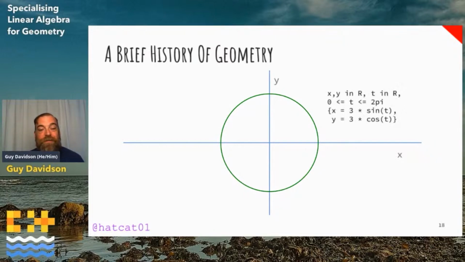We can introduce a third value, t, and range it from 0 to 2 pi, so that we can describe the circle as the set of points x, y in R, such that for t in R and t between 0 and 2 pi, x equals 3 sine t and y equals 3 cos t.